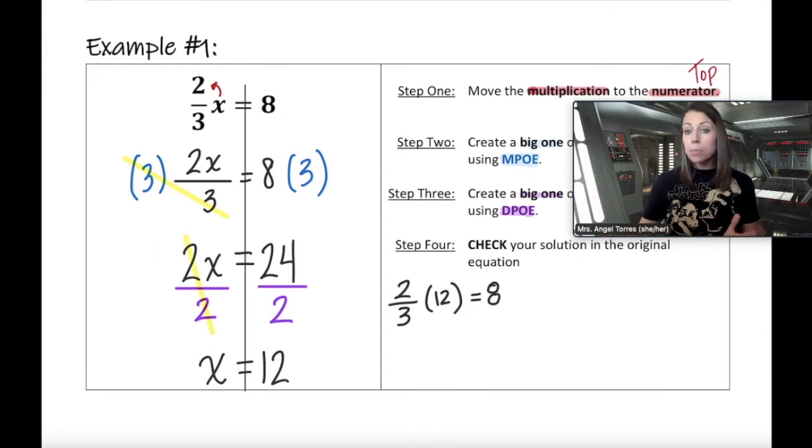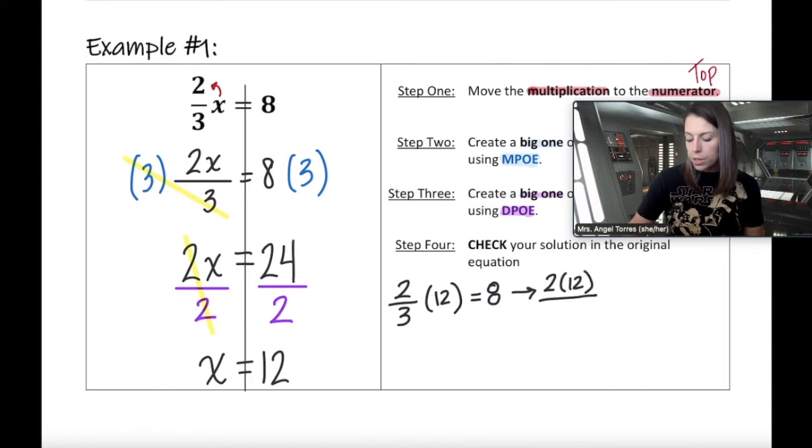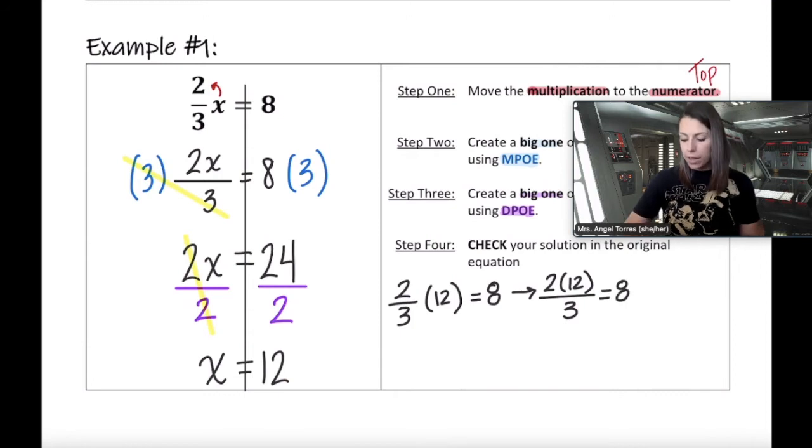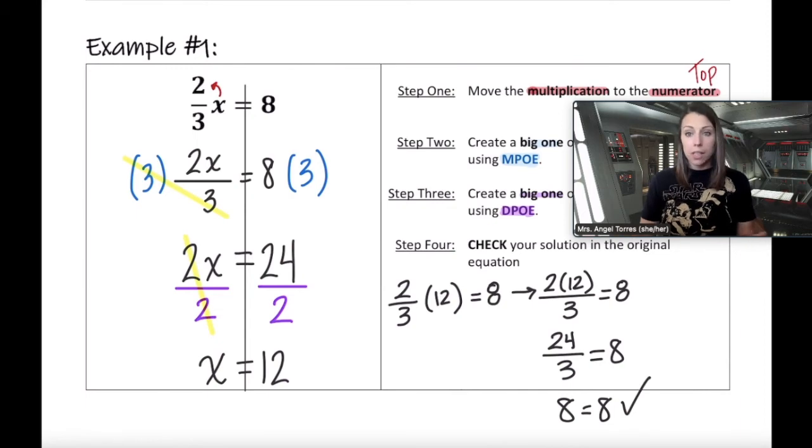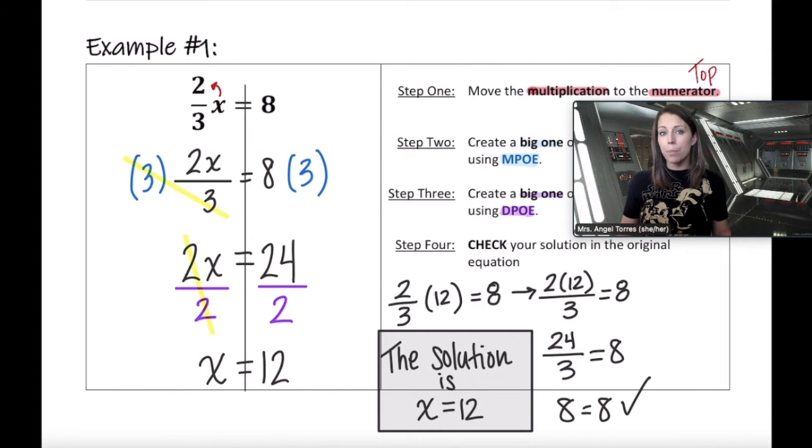The same rules apply as in solving. To simplify this, we're going to start by just moving the multiplication into the numerator. So that's the same as 2 times 12, all divided by 3, equals 8. 2 times 12 is 24, and 24 divided by 3, well, yeah, that's 8, which means the solution to this equation is 12. Let's look at another example.